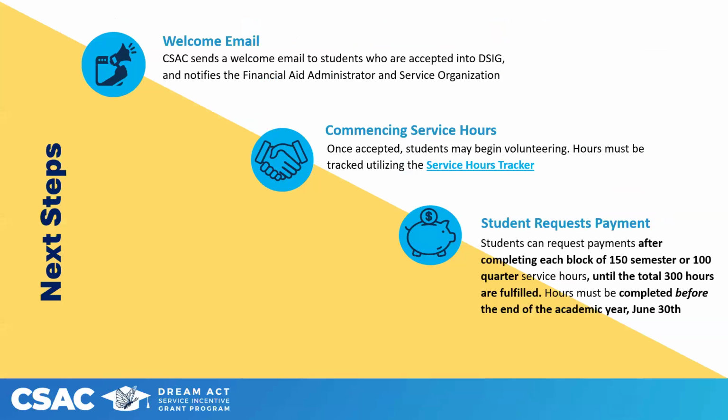So these are the next steps once the student has been accepted and found eligible and then accepted to the DSIG program. The students will receive a welcome email from CSAC. A notification is also sent to the financial aid administrator and service organization. If the grant application is incomplete, CSAC will contact the student to make corrections and to resubmit their grant application.